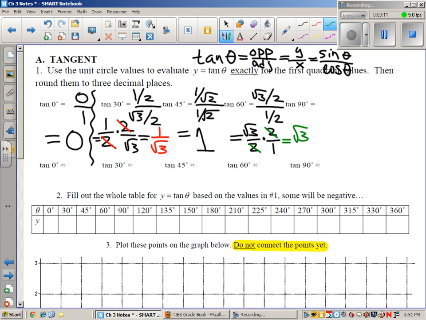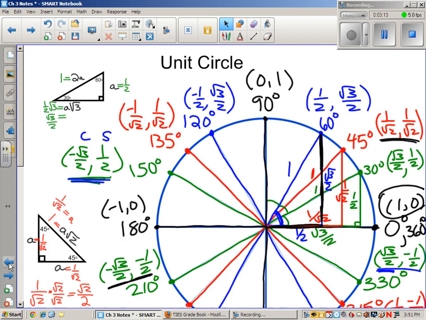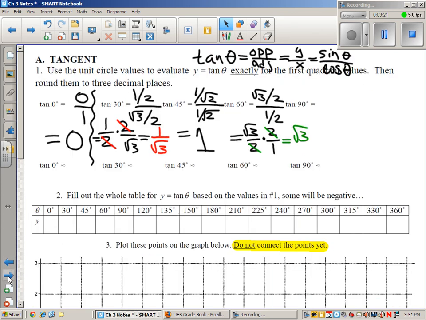And lastly, tangent of 90. At 90 degrees, I'm up here at 0, comma 1. So I take the y over the x, and that's going to be 1 over 0. When we're dividing by 0, the result is undefined. Whenever you're dividing by 0, you're going to have something undefined. You can't divide by 0.